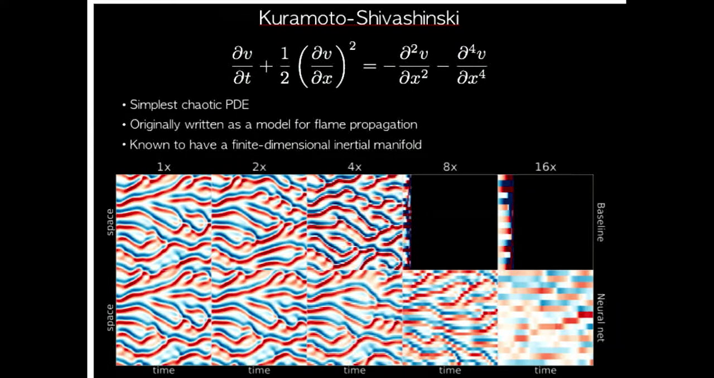So we've tried this on other 1D equations. I don't know if you care. Kuramoto-Sivashinsky is a classic 1D equation for a chaotic PDE. This is the baseline, and this is the neural network. These are, of course, totally different coefficients, but you'll see that by this point, the baseline blows up, and the neural network is still going.